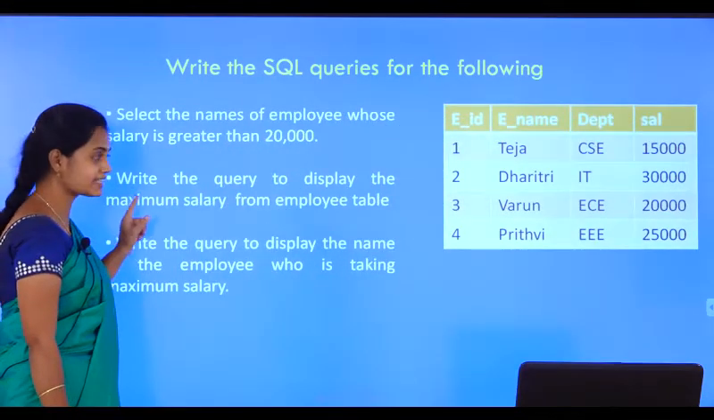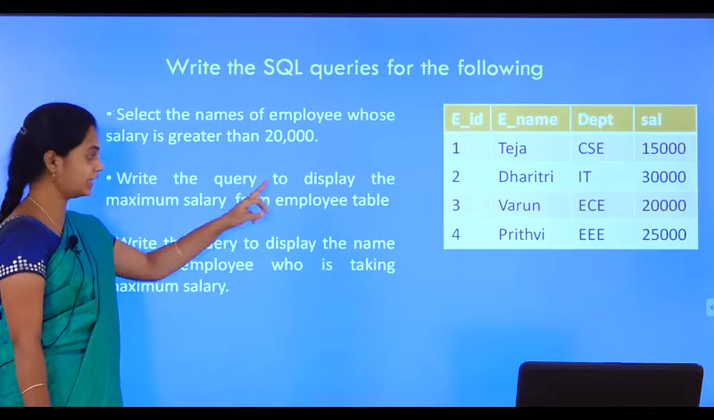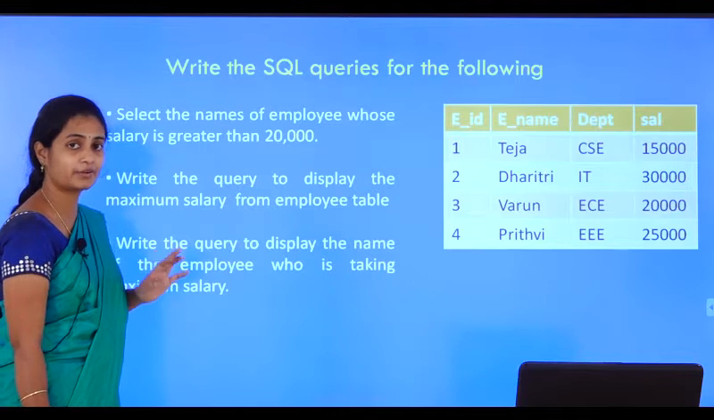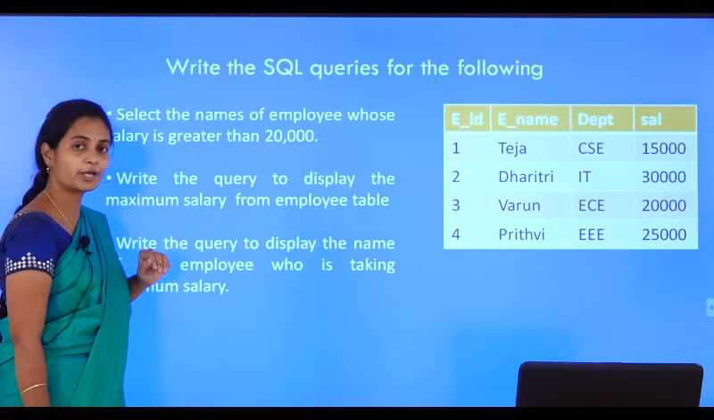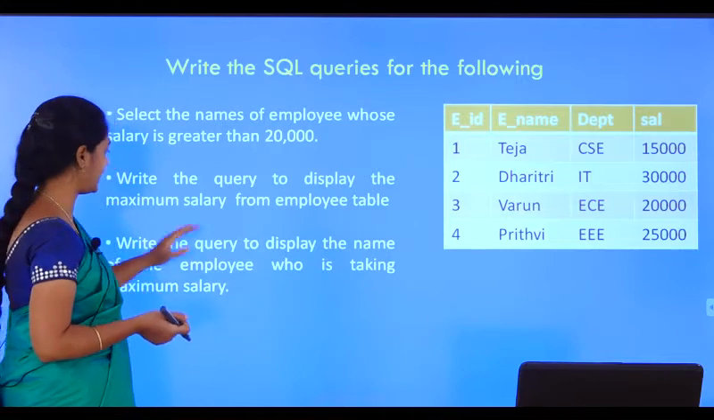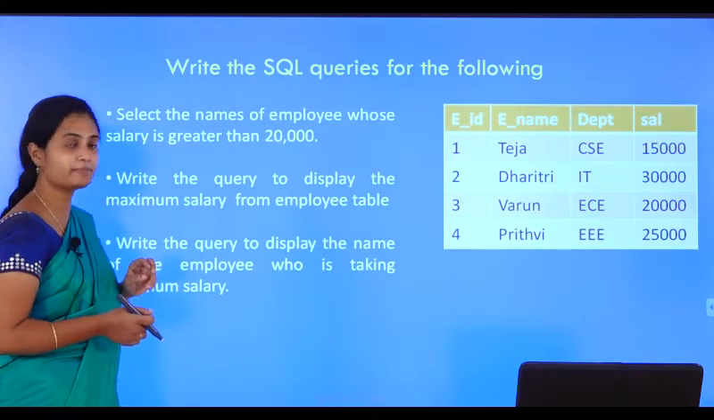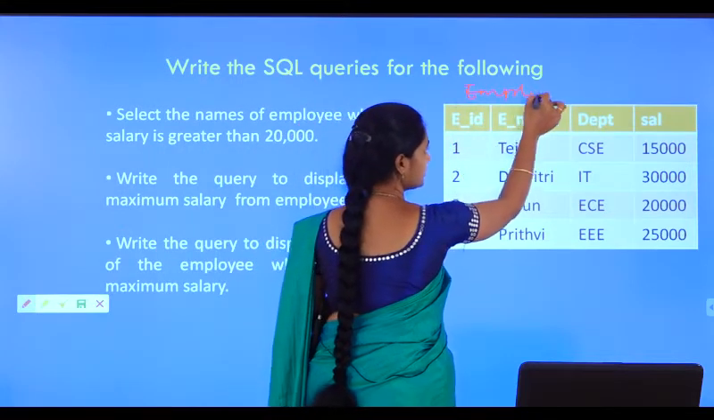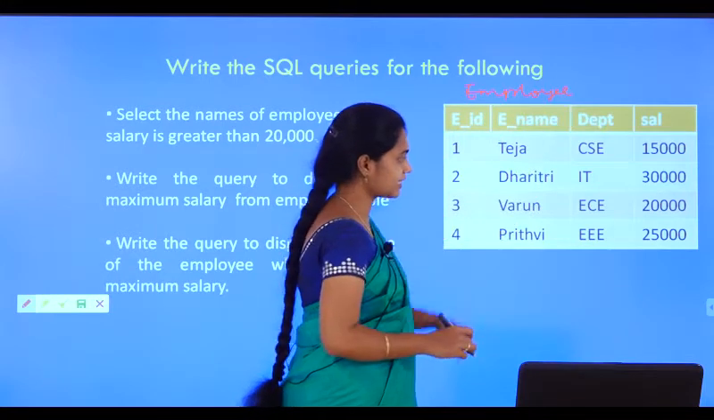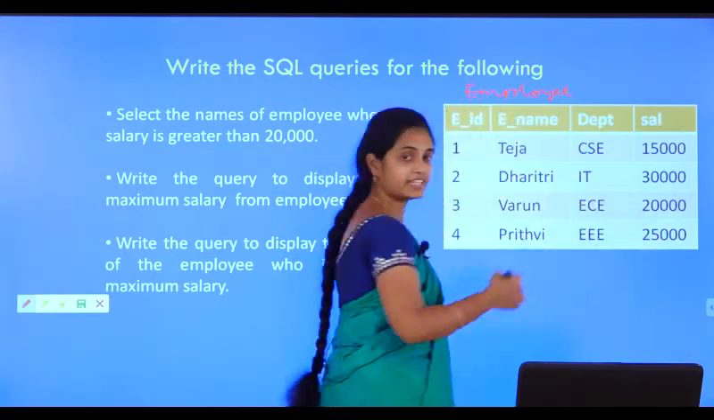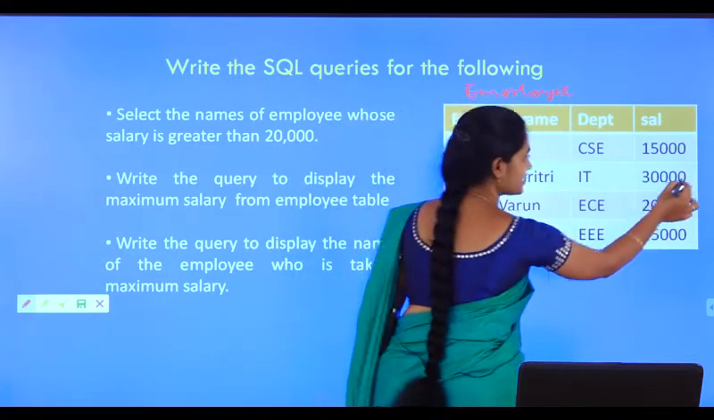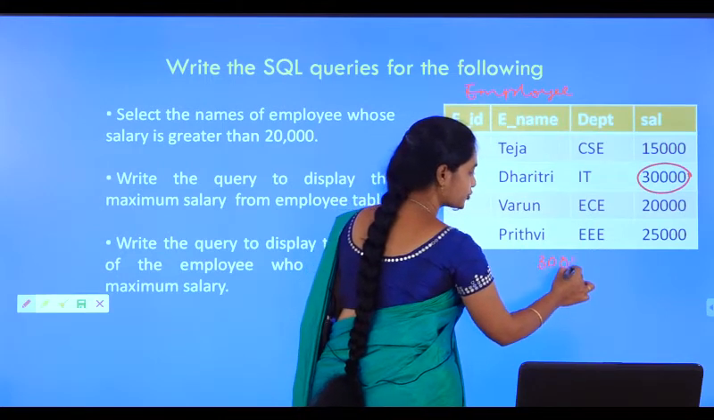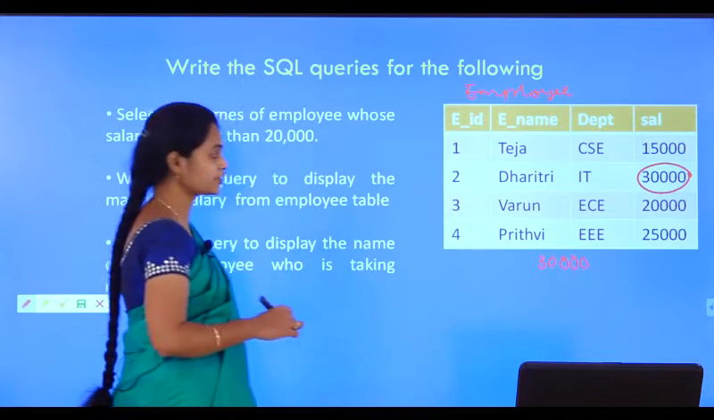Let us see this query. Write the query to display the maximum salary from the employee table. Just by seeing the query, what do you understand? You need to display the maximum salary from the employee table. If this is the employee table, which is having the highest salary, the maximum salary? So this is the maximum salary. What should be the output here? 30,000 should be the output.